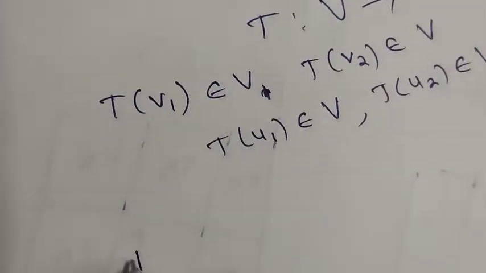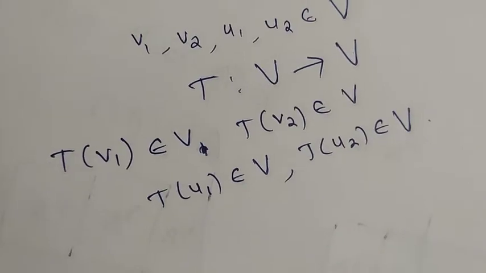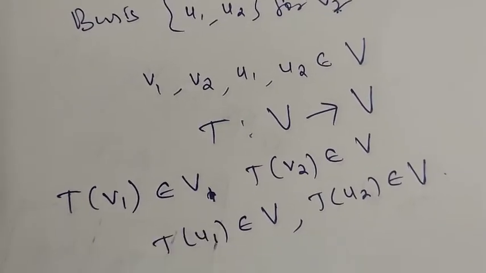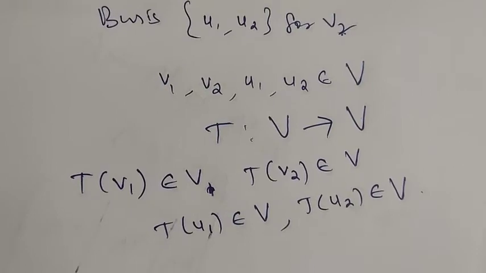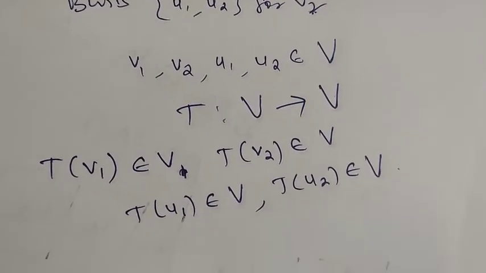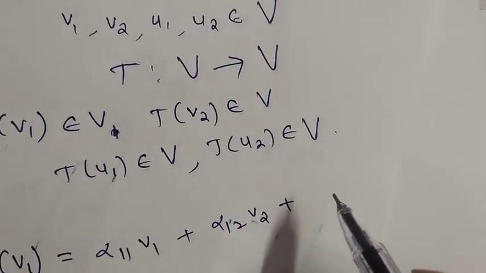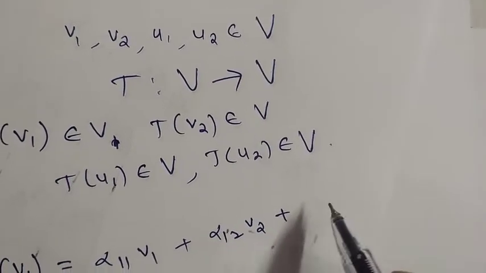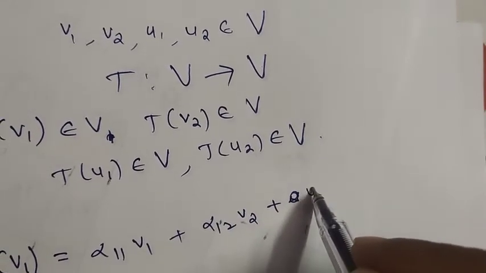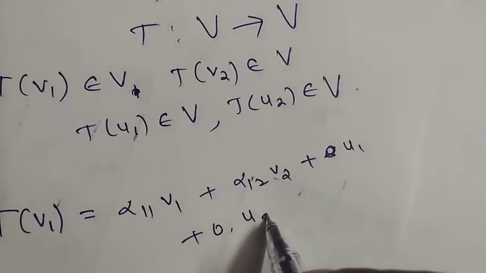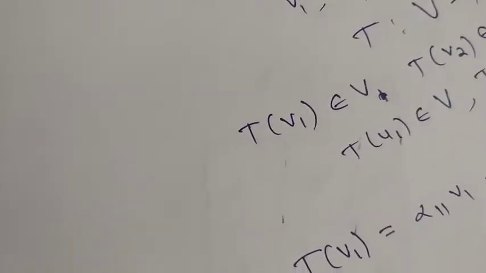Therefore, T of V1 can be written as follows. T of V1 lies in V1, so it is a linear combination of the basis elements of V1. I will write alpha 11 V1 plus alpha 12 V2, and since the total number of basis elements for V is 4, plus 0 times U1 plus 0 times U2. Okay, one element.